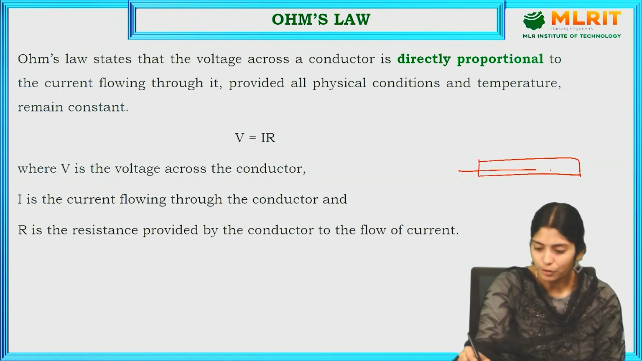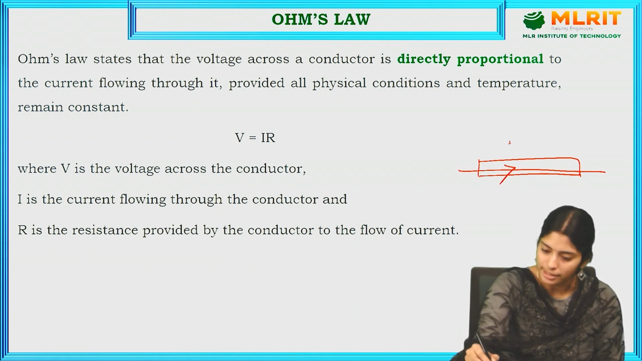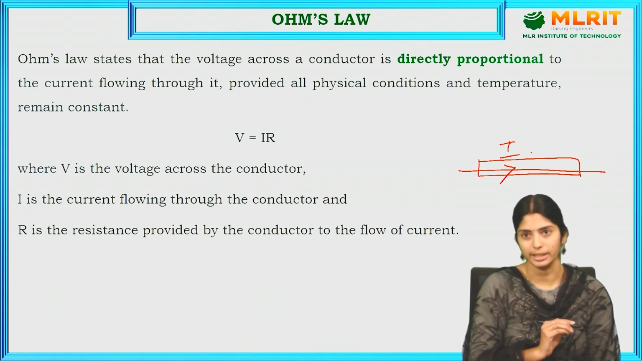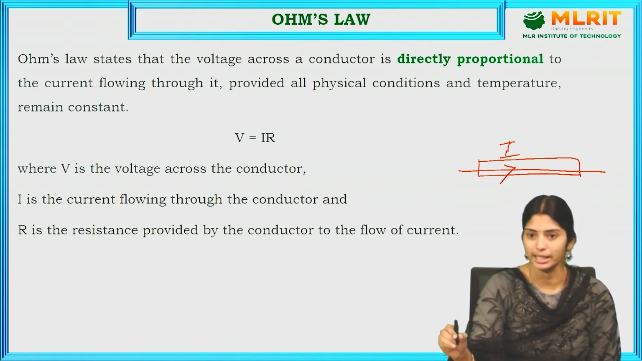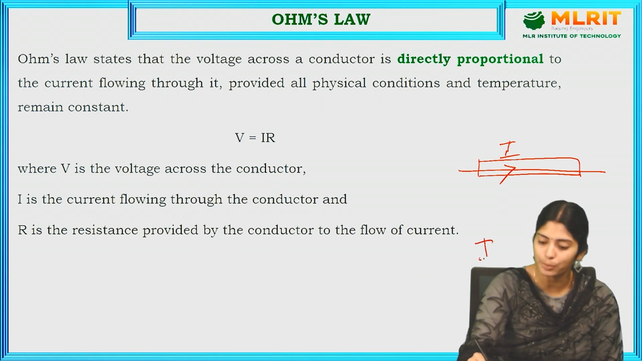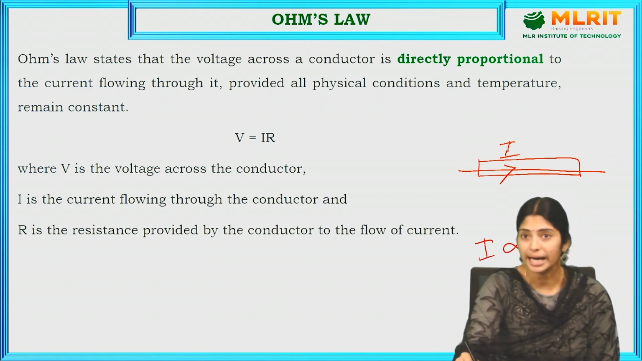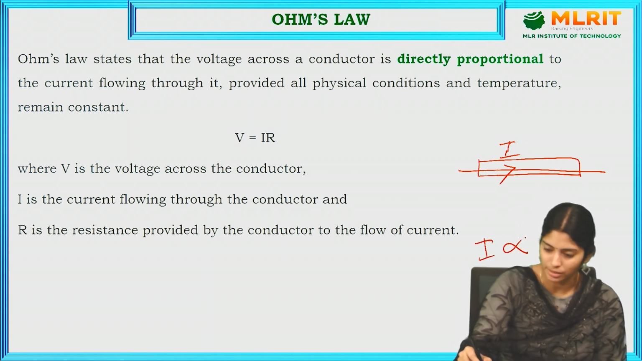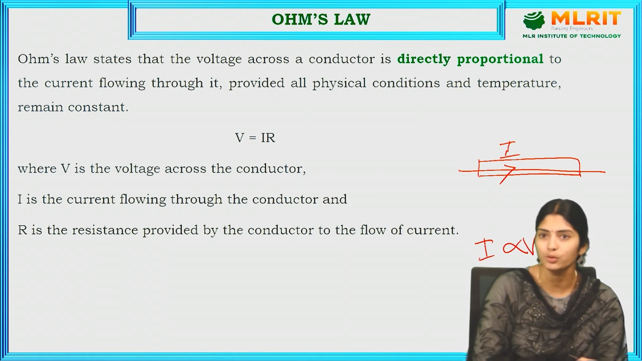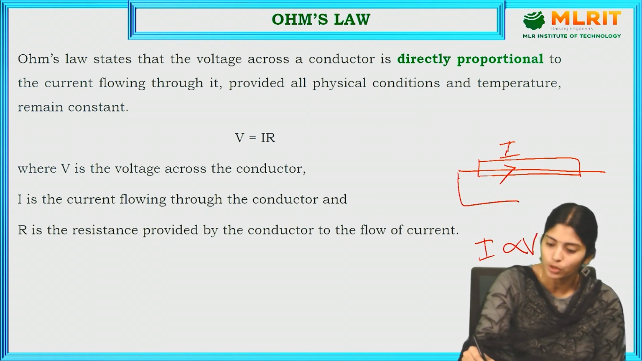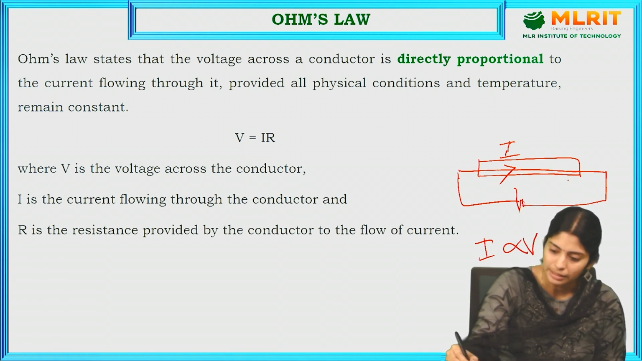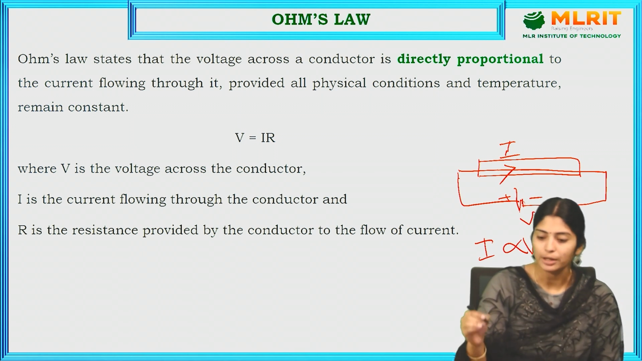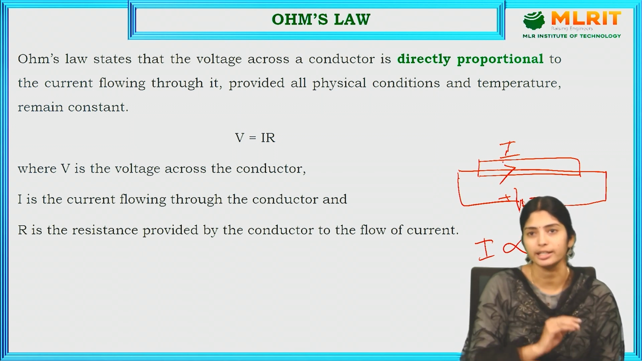So the current flowing through this conductor, let us consider the current I is flowing through this conductor. At constant temperature, the current flowing through the conductor is directly proportional to the voltage applied across it. Means I is proportional to V. Means how much amount of voltage I had applied, that value will be proportional to the flow of current in the circuit.